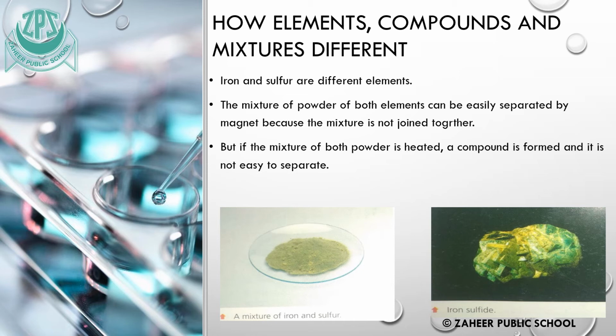known as iron sulfide. And this compound is totally different from the elements it is made from. And you cannot get iron out of that compound with the help of a magnet. You can see in this picture. In the first picture, you can see that it's a mixture of iron and sulfur, and in the second one, it's a compound of iron sulfide. And the properties of iron sulfide are totally different from the elements.